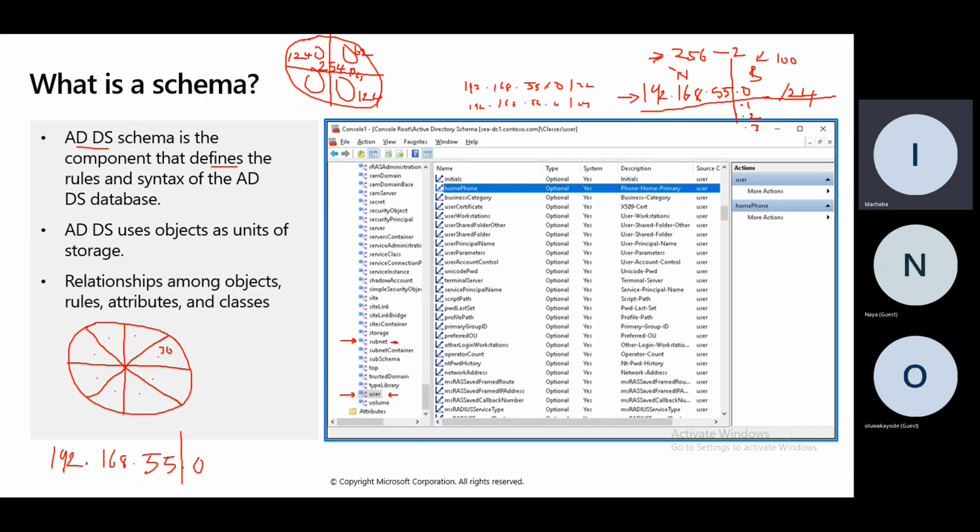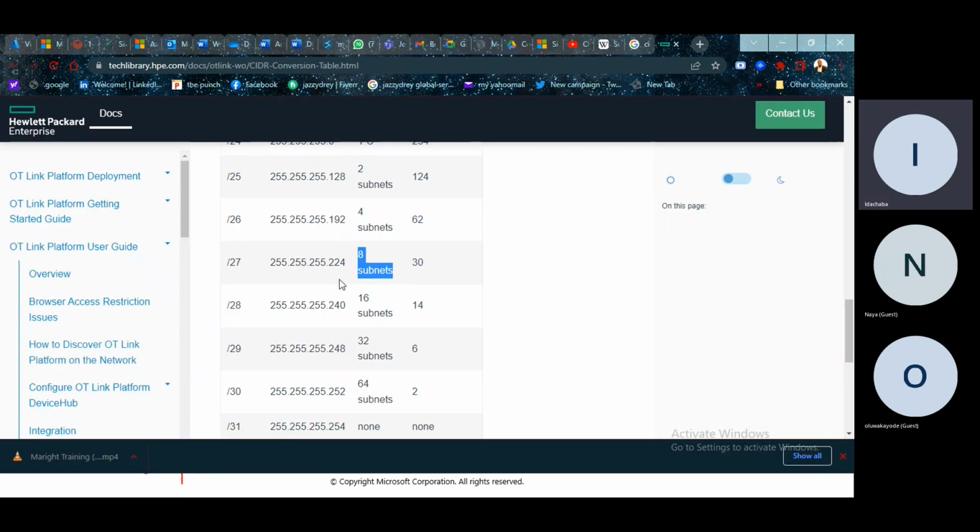So now it means that the network name for this computer will be 192.168.55, which is the network part. Remember, you have broken it into 30. So what was the value of you breaking this network into 30? Let's go back here. Look at the value. It is 224.